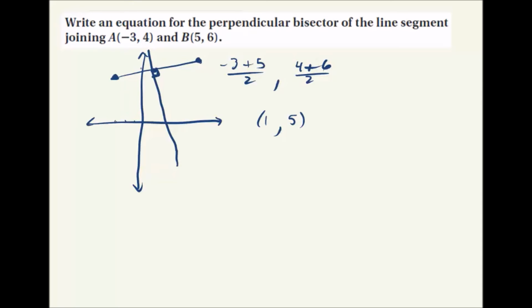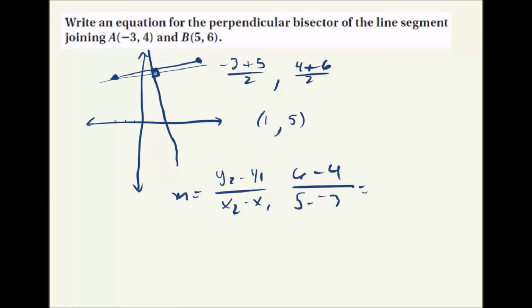Because if we're going to find a line that is perpendicular to it, we need to know what this line is so we can find a line that has the opposite slope. So to find the slope, that's back to what we did in a very early section. That's y2 minus y1 over x2 minus x1. That's m, that's the slope. So we're going to have 6 minus 4 over 5 minus negative 3. And the slope is going to be 2 over 8 or 1/4.